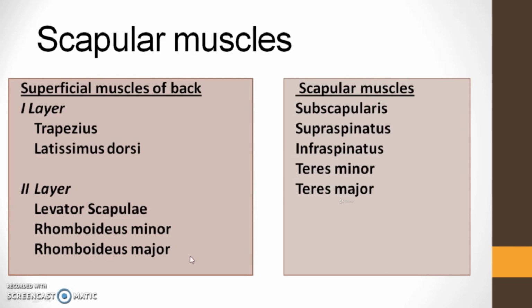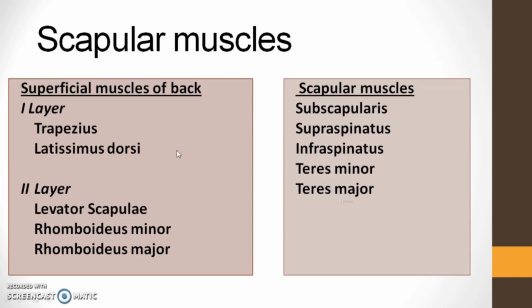The first layer muscles are trapezius and latissimus dorsi, and once you remove the trapezius muscle you will see levator scapulae, rhomboid minor, rhomboid major. So these are the muscles seen in the back region. And the scapular muscles are subscapularis, supraspinatus, infraspinatus, teres minor and teres major.